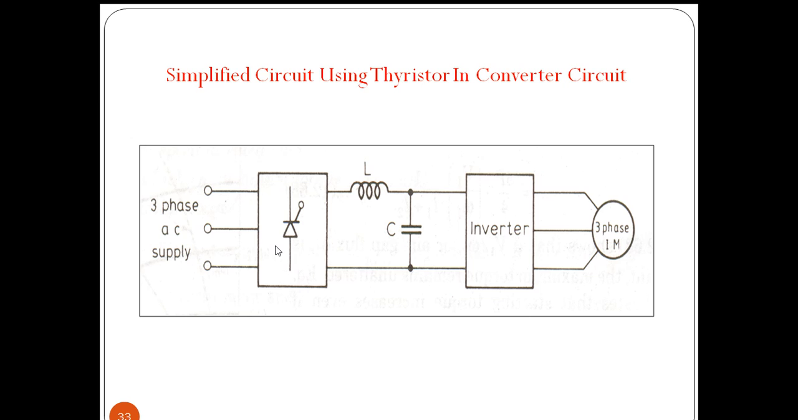We are using a thyristor controlled converter. This thyristor controlled converter converts this AC to DC, and any pulses or other harmonics will be filtered by using this LC filter circuit, and this filtered DC will be converted into AC by using an inverter, and this AC will be given as input to three-phase induction motor. And this is the simplified circuit using thyristor and converter circuit.